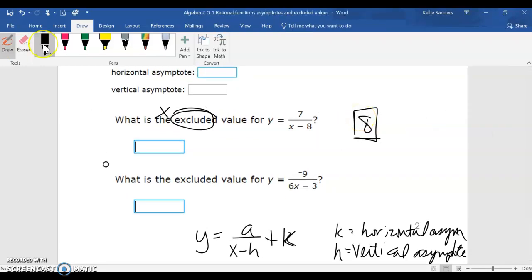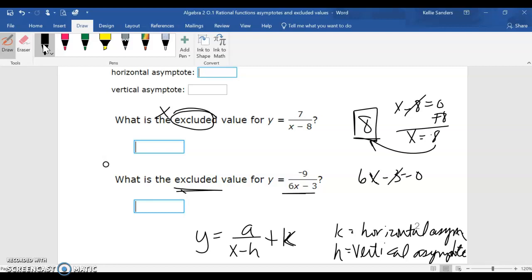Okay, on this one, excluded value, so what makes this 0? Let me go back up here. So what makes it 0? x equals 8, so it can't be 8. On this one, 6x minus 3 equals 0. We add the 3, we divide by 6, and it's 1/2. If you put 1/2 into x in the equation, you would get 0 on the bottom, and that is unacceptable. So that's how you get the excluded values.